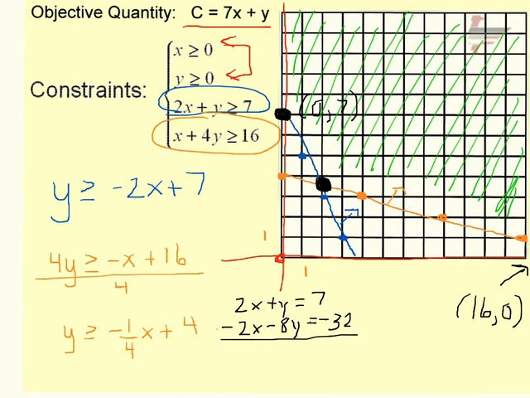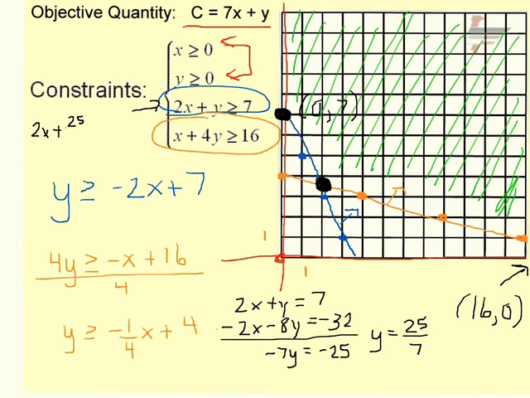When I add those together, I get -7y equals -25. If I divide by -7, y is going to equal 25/7, which is about 3.5-ish. That seems right if you look at the y coordinate of that point. Then I'm going to substitute 25/7 into the blue equation, maybe. It looks like it would be a little bit easier.